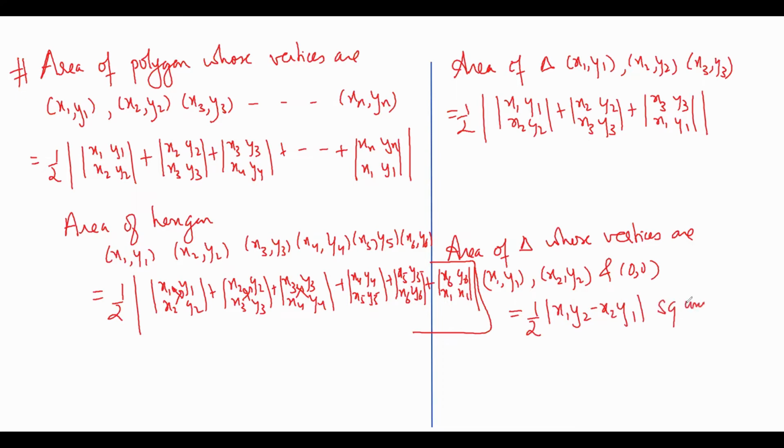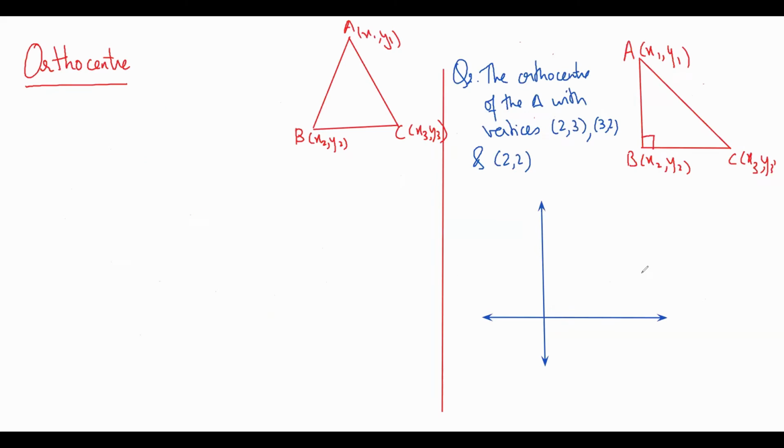Directly apply this formula, because if you apply the other one here, you conclude to this same result. So directly apply it, just learn this. If one of the vertices is at the origin and the two vertices are x1 y1 and x2 y2, then directly apply half mod of x1 y2 minus x2 y1, which will be the area of the triangle whose vertices are x1 y1, x2 y2 and the origin. Okay, now this is very important.